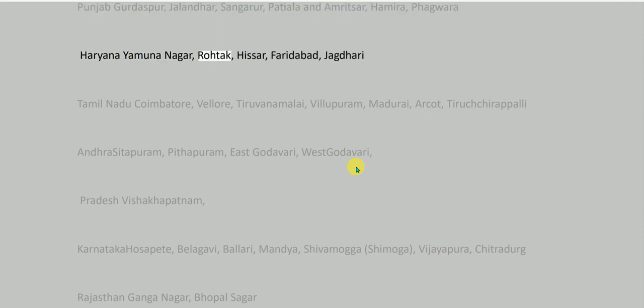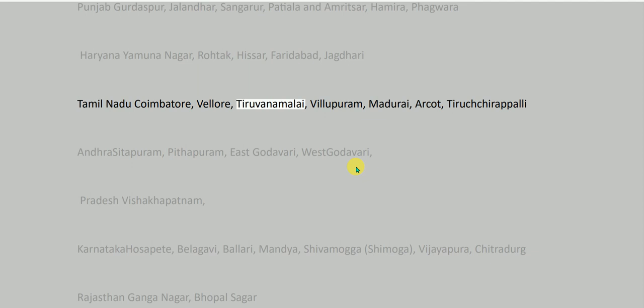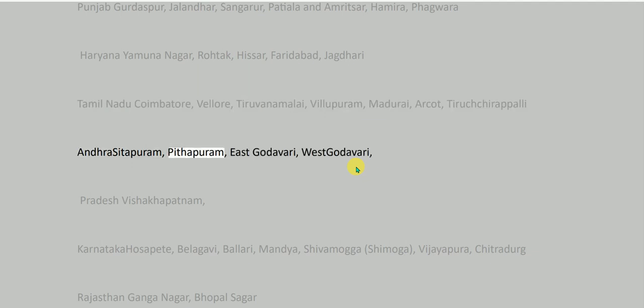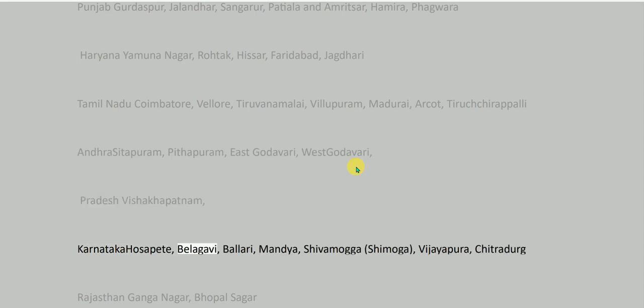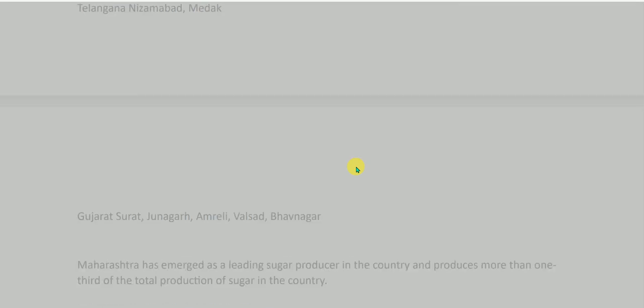Haryana: Yamuna Nagar, Rohtak, Hisar, Faridabad. Tamil Nadu: Coimbatore, Vellore, Tirunelveli, Villupuram, Madurai, Arcot, Tiruchirappalli. Andhra Pradesh: Sitapuram, Pithapuram, East Godavari, West Godavari, Vishakhapatnam. Karnataka: Hospet, Belagavi, Ballari, Mandya, Shimoga, Vijayapura, Chitradurga. Rajasthan: Ganganagar, Gopal Sagar. Telangana: Nizamabad, Medak. Gujarat: Surat, Junagadh, Amreli, Valsad, Bhavnagar.